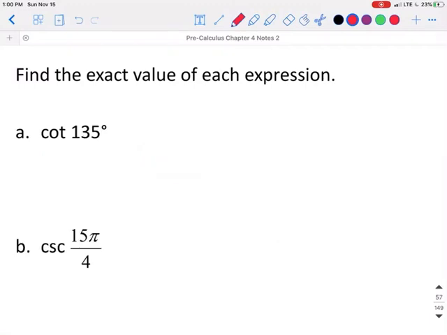Now, we're going to look at the reciprocal functions, so cotangent and cosecant. You're still going to start the same way. So 135 degrees would be right here. To get to our closest x-axis, to get to 180 degrees, we're going to see the difference is 45 degrees.